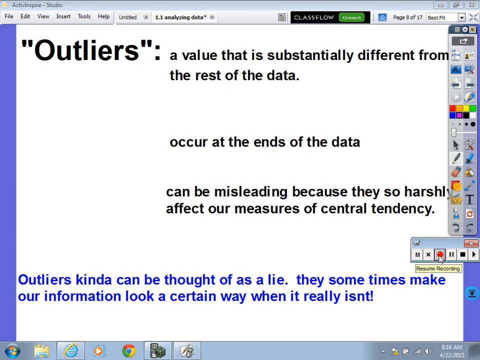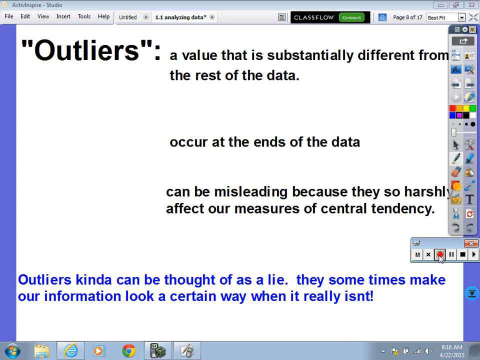Done. So this is the first time you're going to see the word outlier. Now we're building on our knowledge with measures of central tendency, which just means the middle of our data. Outliers are values that are substantially different from the rest of the data. Because they're so different from the rest of the points in the data set, they're going to be at the very bottom or the very highest of your data set. They're at the extremes because they're extreme values.